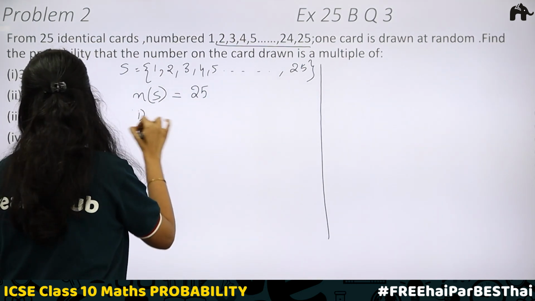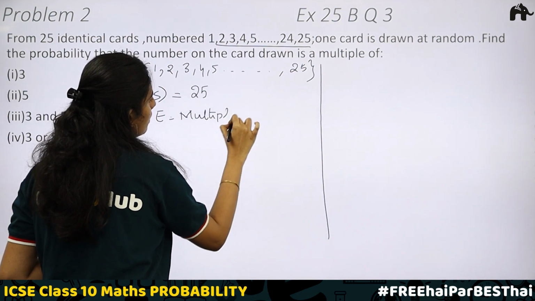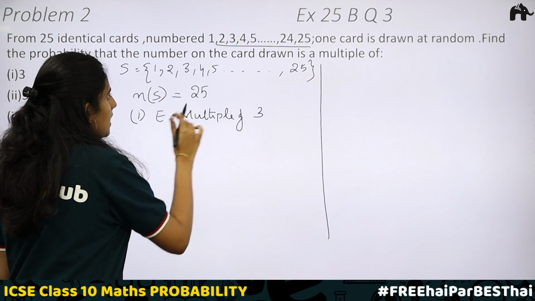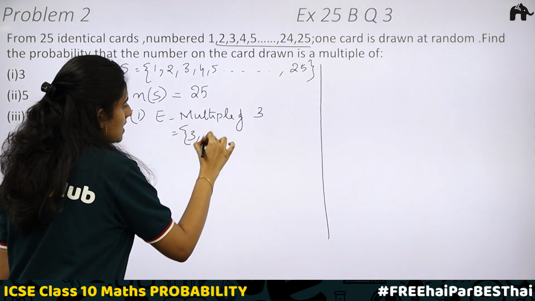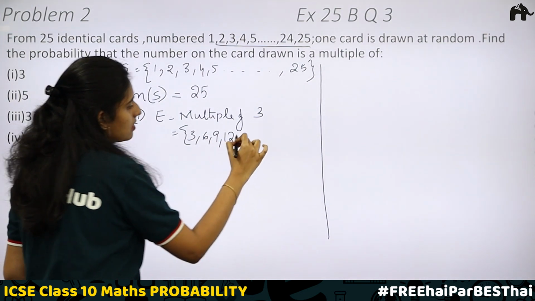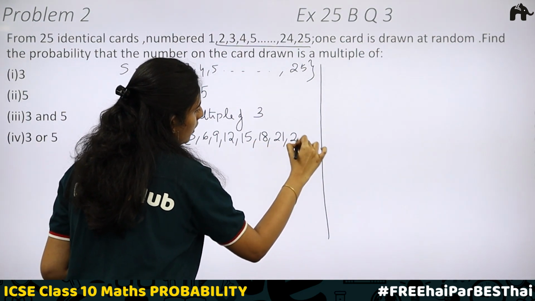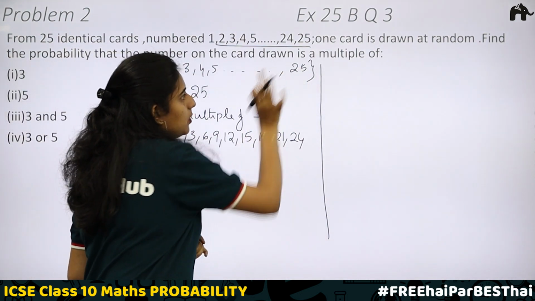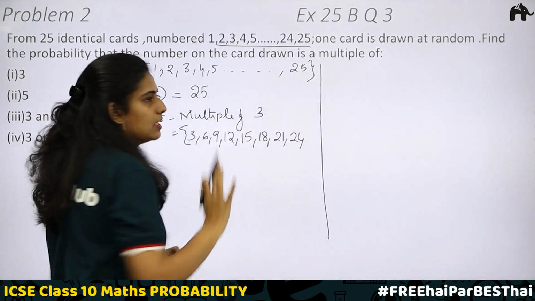Now, take the first one. Here, the event is multiple of 3. Okay. 3 ones are 3. So, 3 can be included. Then 6 can be included. 9 can be included. 12, 15, 18, 21, 24. Can I put 27? No, right? Why? Only cards numbered up to 25 are available. So, up to 24 can be taken. 24 is also a multiple of 3.